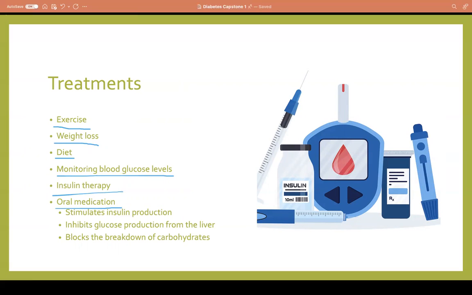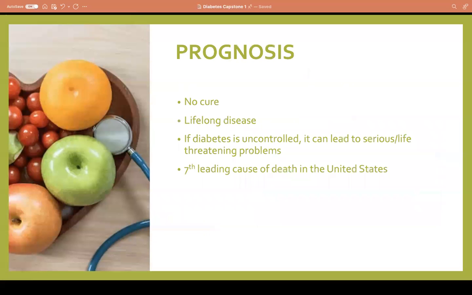And then there are a number of different oral medications. Some stimulate insulin production, inhibit glucose production from the liver, and then some can even block the breakdown of carbohydrates into glucose, so it lowers the overall blood sugar.